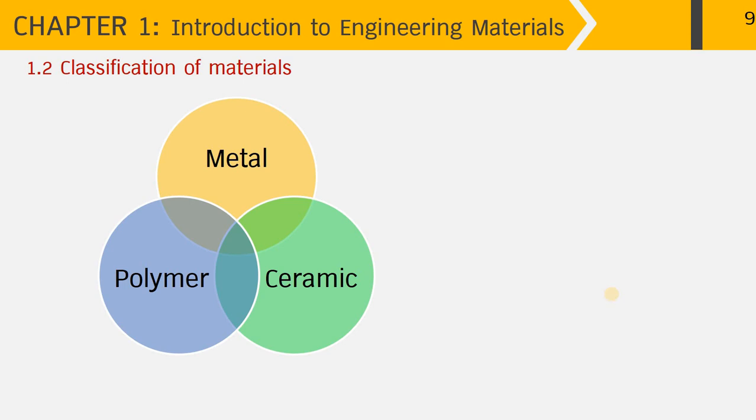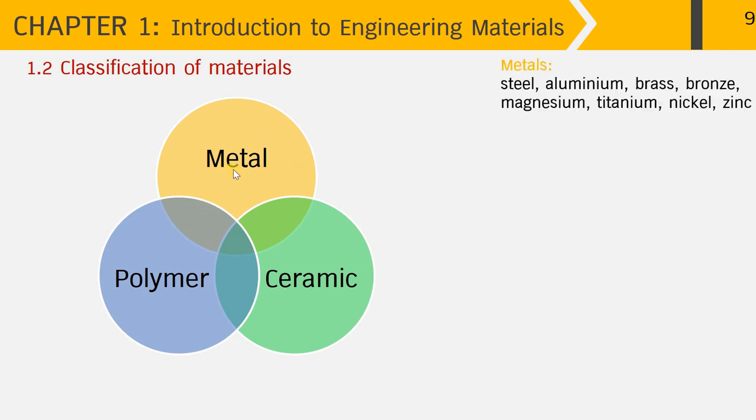Topic 1.2, classification of materials. If you look at this picture, you can see three circles, namely metal, polymer, and ceramics. What can you find from the metals? There would be steel, aluminium, brass, bronze, magnesium, titanium, nickel, and zinc, as you might be familiar with.